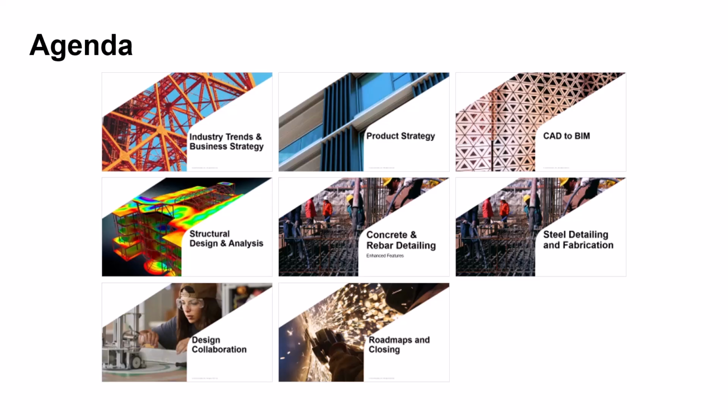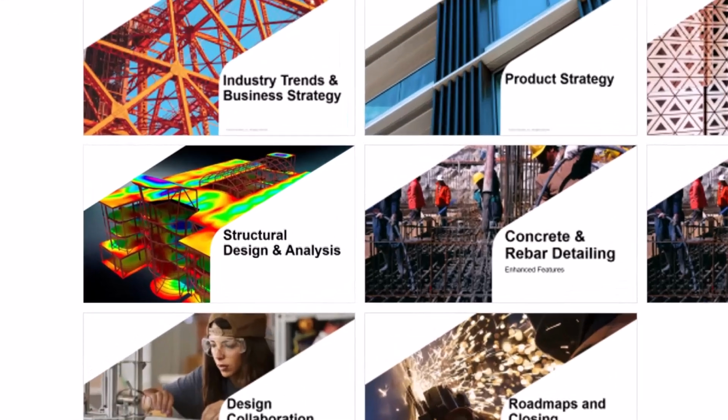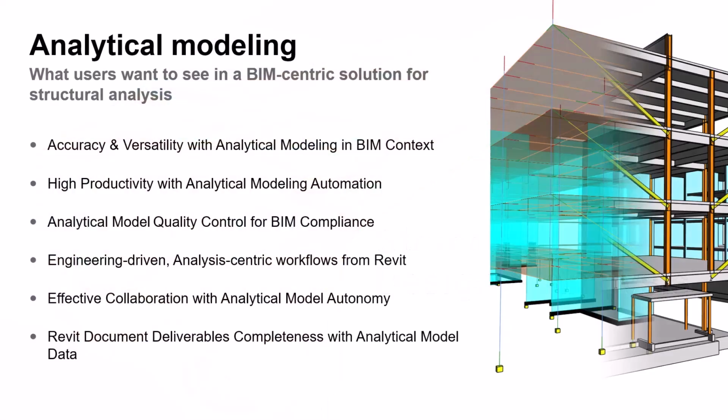So now moving to structural design and analysis. What do users want to see in a BIM-centric solution for structural analysis? Users want analytical modeling in BIM to be accurate and flexible. So they need automation to speed up their work, but also quality control to make sure the model is correct. So the workflows must be driven by engineering needs, not just geometry. Good analytical modeling allows independent control, smooth collaboration, and complete documentation that supports BIM compliance, of course.